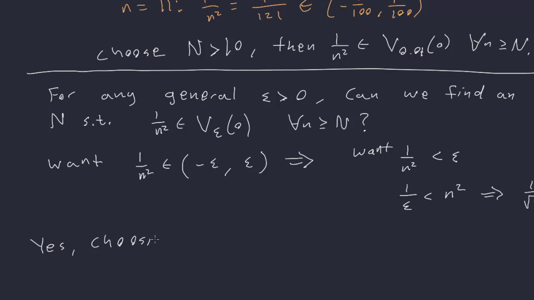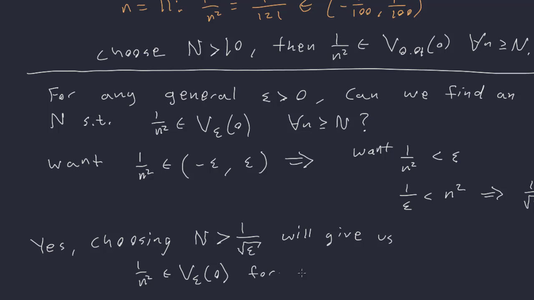Choosing capital N greater than 1 over the square root of epsilon will give us 1 over n squared in the epsilon neighborhood around 0 for every little n greater than or equal to big N.